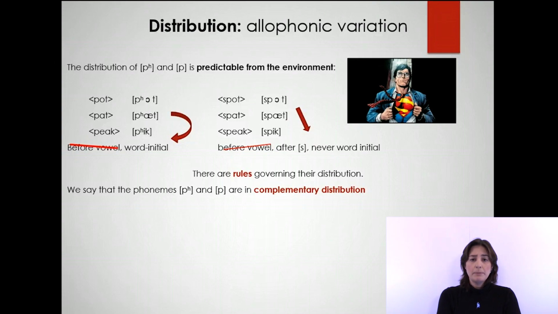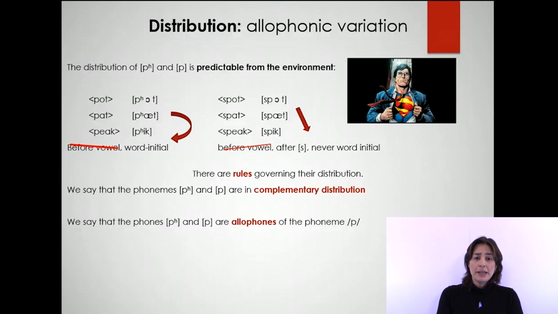The same happens with Batman, the Incredible Hulk, and, you guess it, or not, with sounds like aspirated P and non-aspirated P. It is the context that determines the appearance of one or the other, because they are in complementary distribution. We say that the phones aspirated P and non-aspirated P are allophones of the phoneme P.